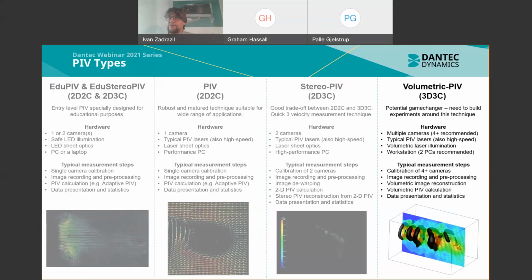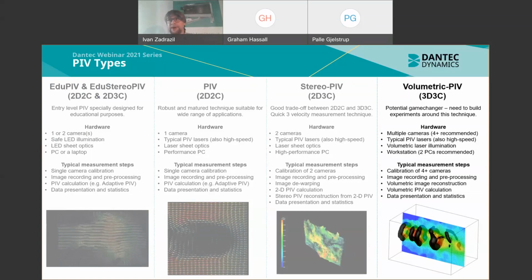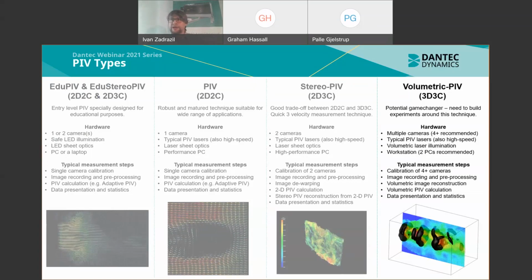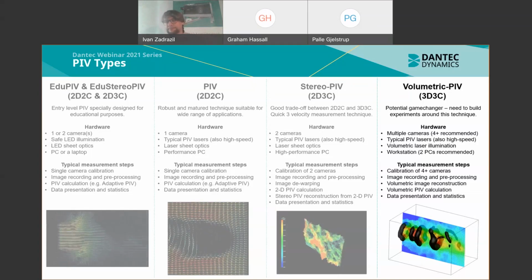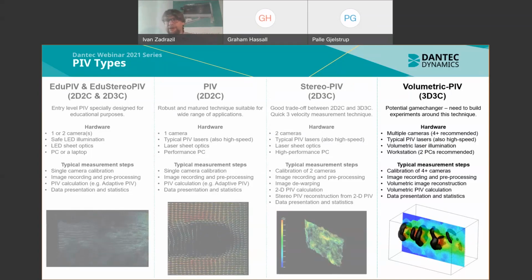And finally, here we have volumetric PIV, which is a 3D 3C technique. So we measure all three velocity components in a volume, and it's a potential game changer. However, this technique is quite complex, and typically one needs to build an experiment around it. Hardware-wise, we use multiple cameras, typically 4+. The more cameras, the better. We use the same type of lasers as in the previous cases. However, we tend to use more powerful lasers because we are not expanding the laser beam into a sheet, but into a volume. And typically we use two different PCs: one just for acquisition and another one for processing.